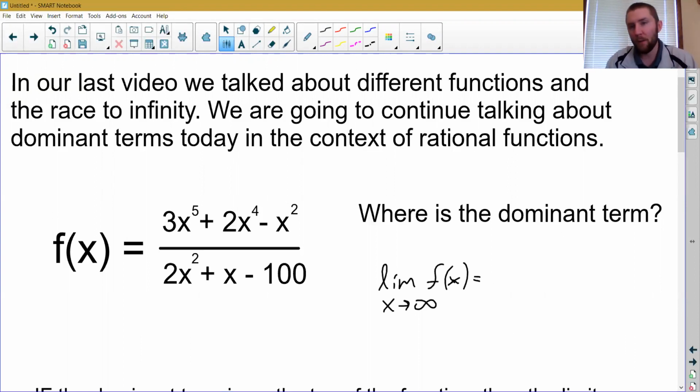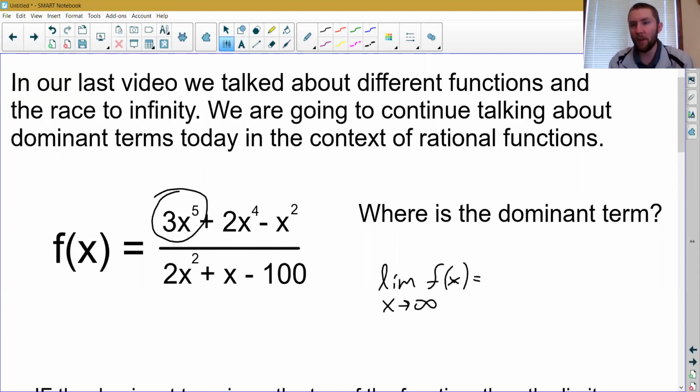So I don't care that there's a minus 100 on the bottom, and I don't care that this is being multiplied by 2 and multiplied by 2 and multiplied by 3. I don't care about any of that. I'm just looking at the actual function. What is happening to the variable? Where is the variable? What type of function is it? And in this particular case, the dominant term is right here. 3x to the fifth is the dominant term.